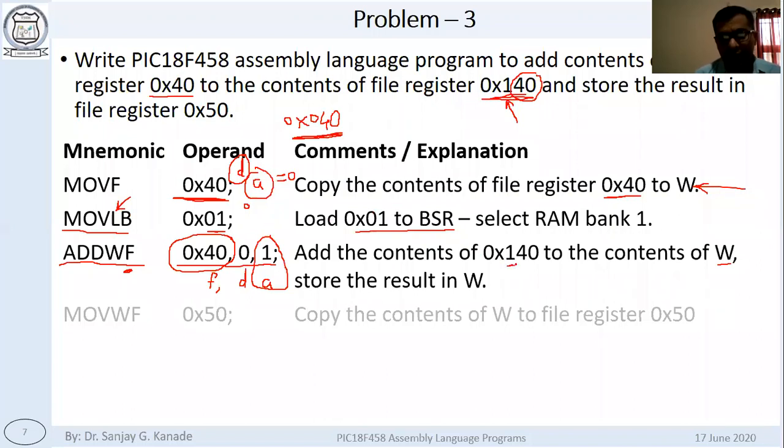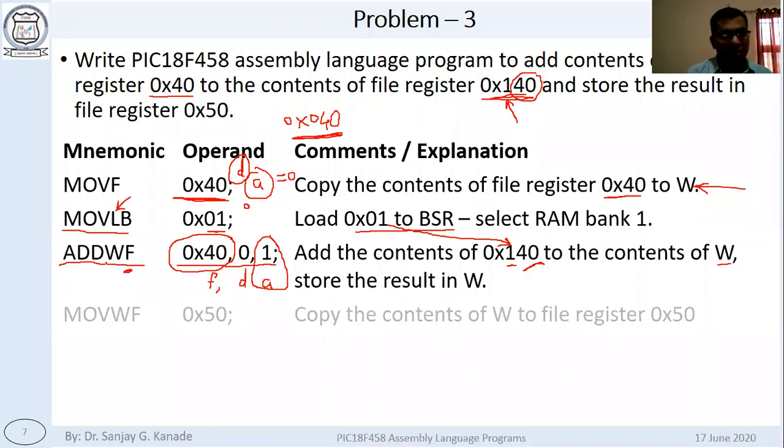That's why this 1 is coming from this instruction, or from BSR, and the 40, the lower 8 bits, are coming from this F, directly from the instruction. So this 140 address is actually a combination of BSR and this 8-bit F. This is how we get the full address.